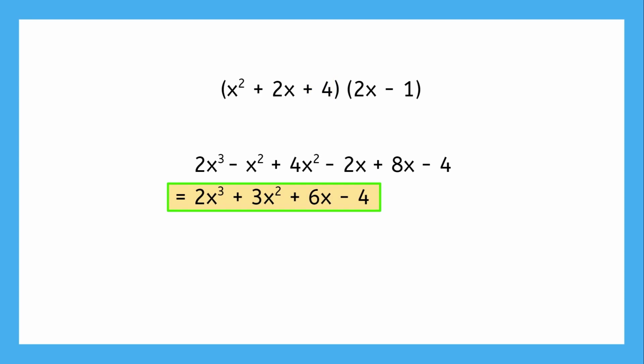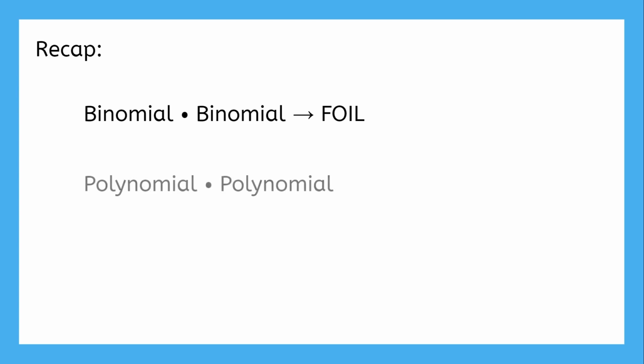It looks like a lot of steps when you first learn it, but it's actually a really simple process that you will master in no time. Just to recap, if it's just a simple binomial times binomial, you can use the FOIL method to remember which terms to multiply. First, outer, inner, last. But don't become too reliant on it, because to multiply any larger polynomials, you'll have to know the distribution pattern.